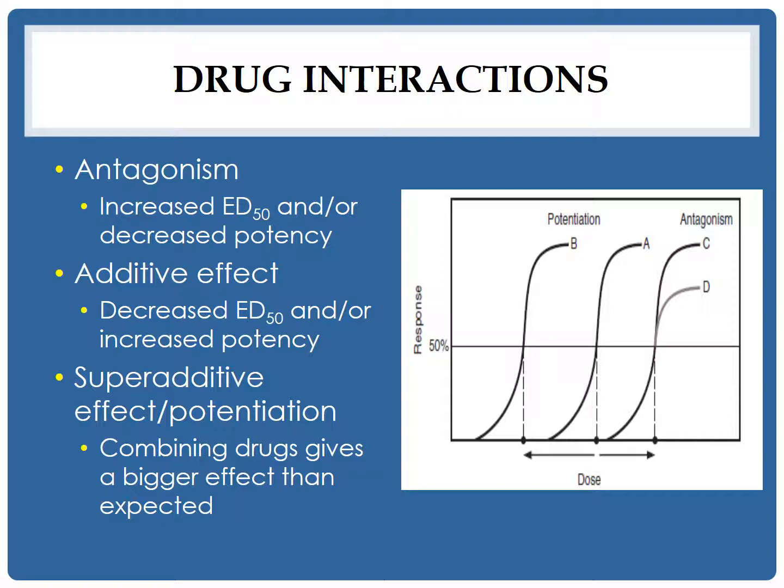The opposite of that is an additive effect, where a drug might decrease the ED50 or increase the potency of a drug. So the example in the book there is going from curve A to curve B in figure 1-4. And then a super additive effect or potentiation is when combining drugs gives a bigger effect than what you might expect. It's often hard to determine whether there's an additive effect or a super additive effect, but basically potentiation just means that the drugs aren't simply adding on top of each other. They're doing something in the physiology of the body that's making each of them more potent or more effective.